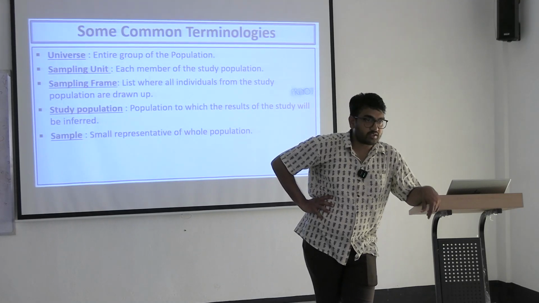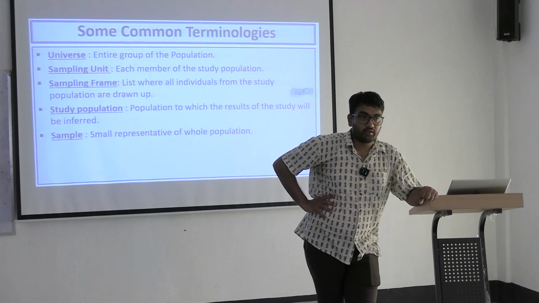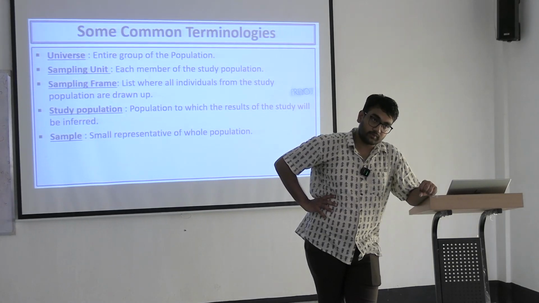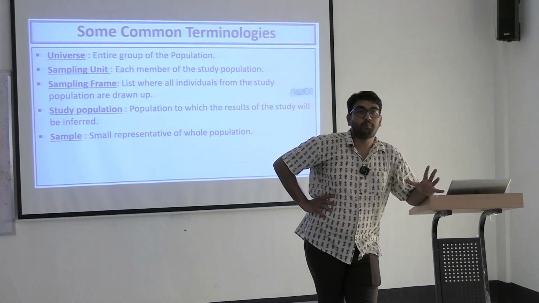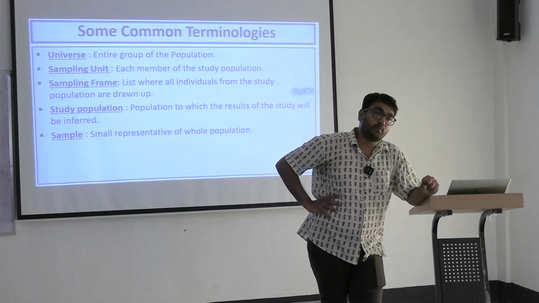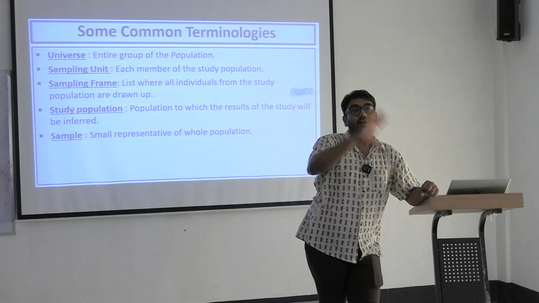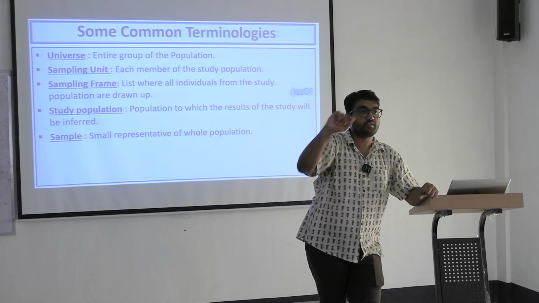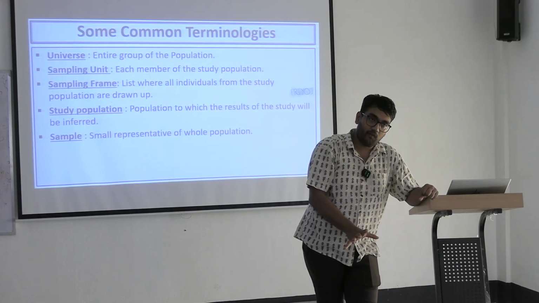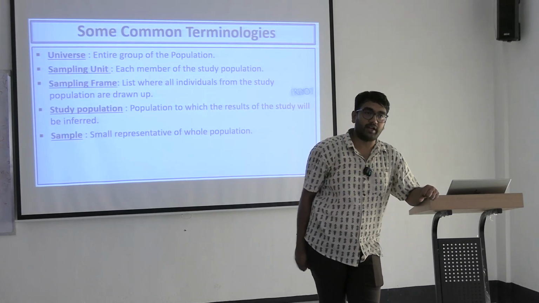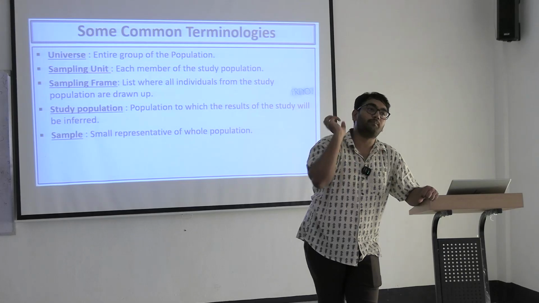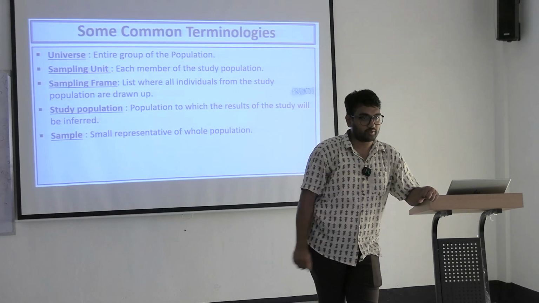So in the first stage, when I select blocks from the district, or maybe 5 blocks I will select. Suppose there are 30 blocks in total. Then the list of those 30 blocks will be the sampling frame, and I select 5 blocks from that. So each block is my sampling unit. I have selected 5 blocks.